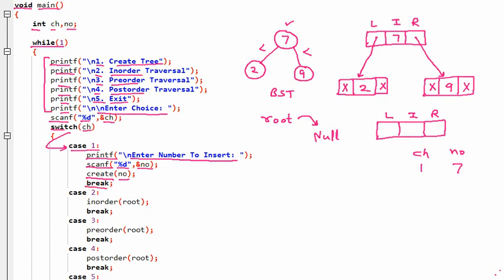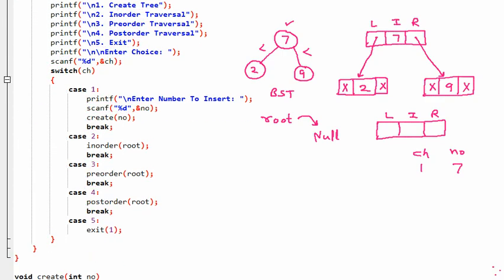Similarly, there are other functions. If I press 2, then it will find the in order of the root, break. If I press 3, it will find the pre-order of the root, then break. If I press 4, then it will calculate the post order of the root and break. Scrolling down, this is the end of the function. If we press 5, that is for the exit statement, then it will exit. So these are the 5 options we are giving to the user.